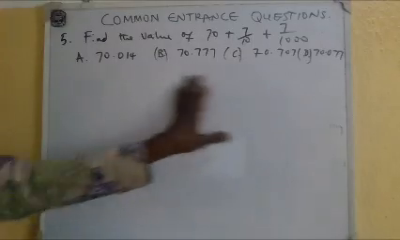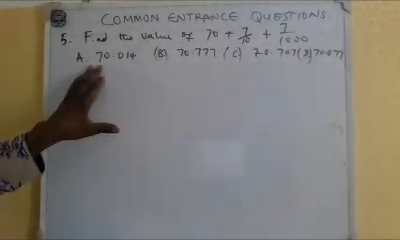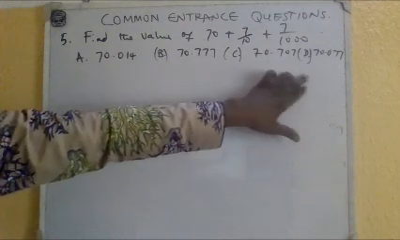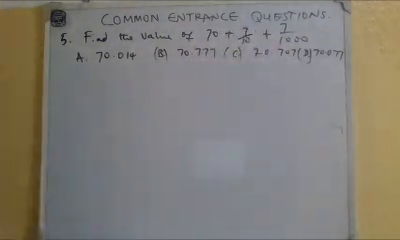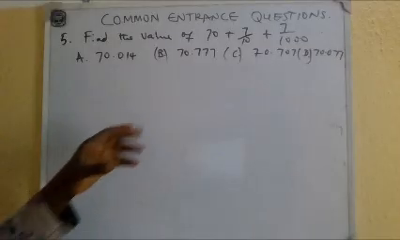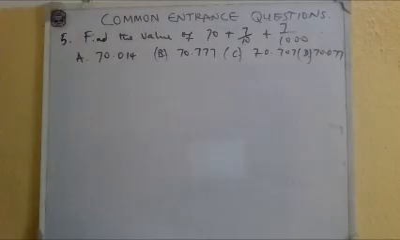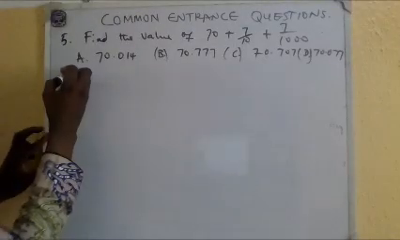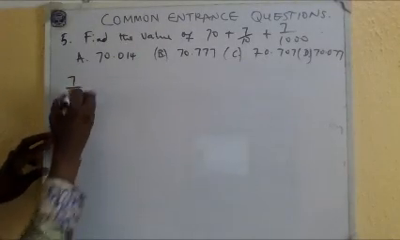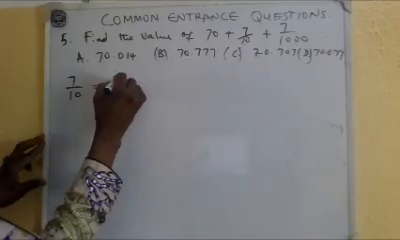So we have these options and we have this. You see that the answers are in decimals, while the question is in fractions. So what that tells you is that you go quickly and express these fractions as decimals. Already 70 is standing alone. So how do you express 7 over 10 as a decimal? It is the same thing as 0.7.